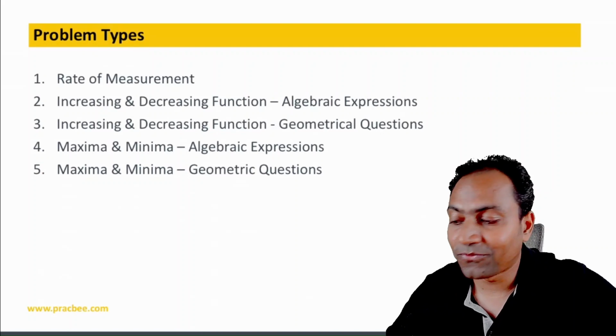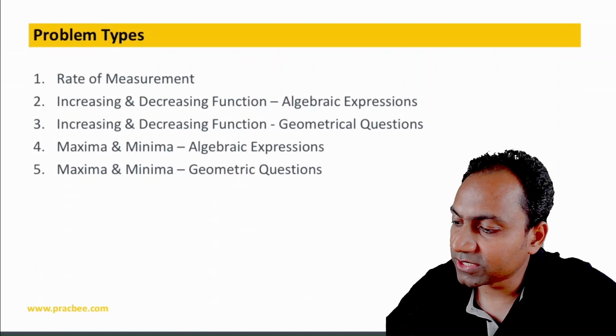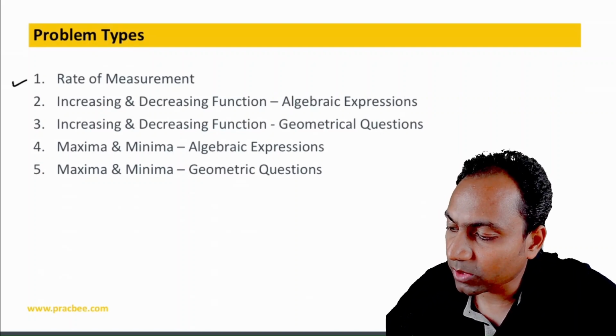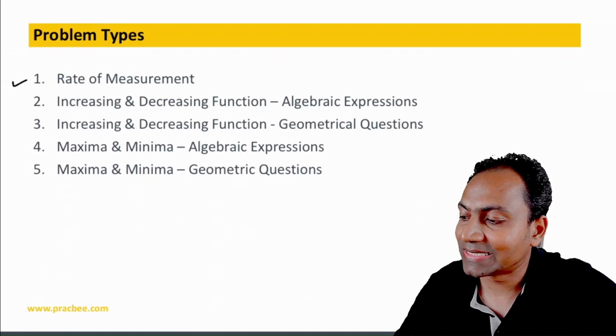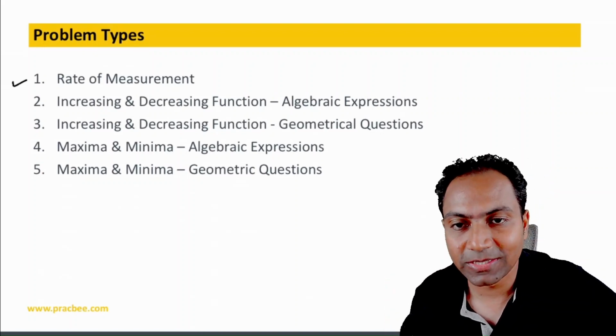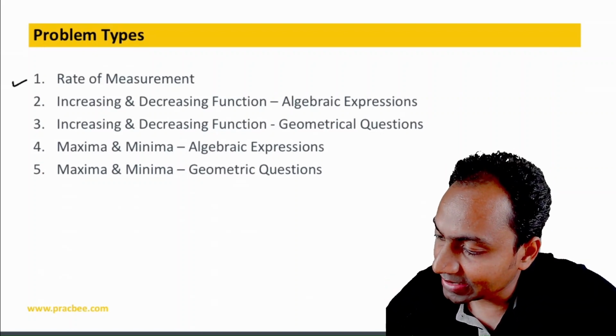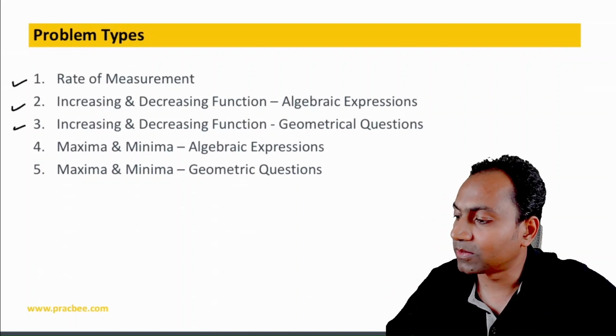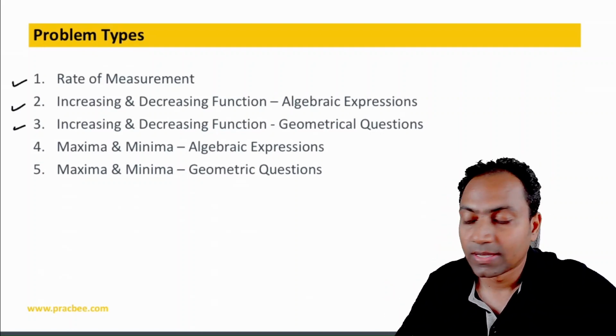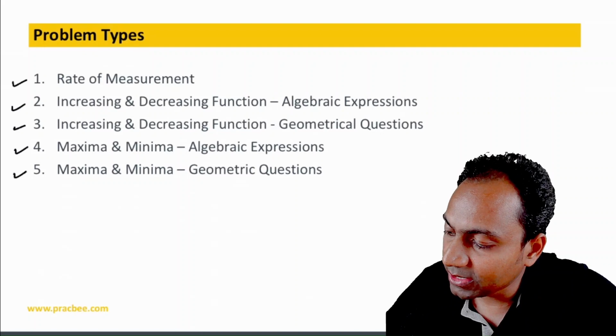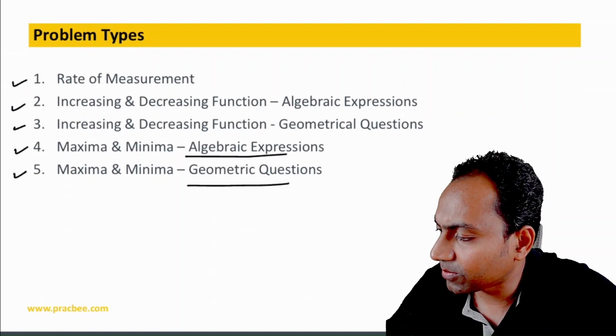So these are the 5 problem types we are going to deal with. The first problem type is rate of measurement problems. Then increasing and decreasing functions based on algebraic expressions. Then increasing and decreasing problems based on geometrical questions. Similarly, for maxima and minima, we have algebraic expressions and geometrical problems.